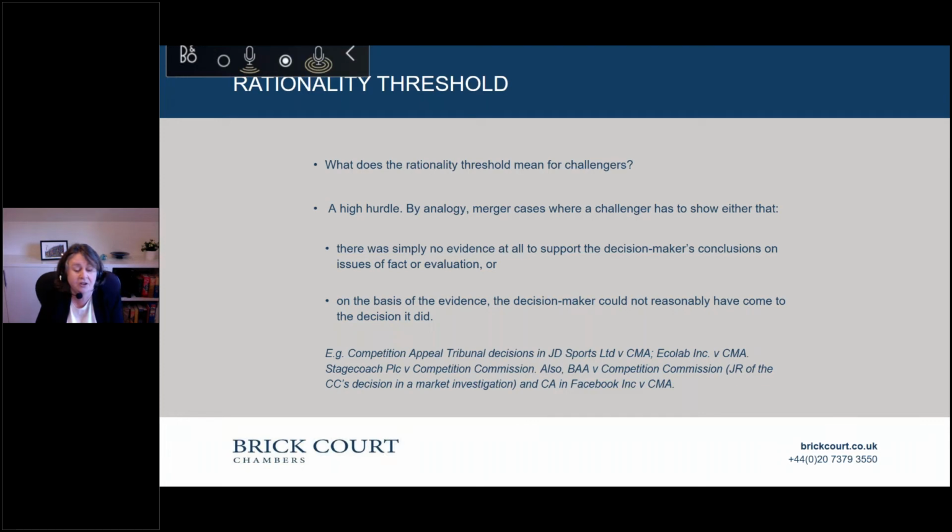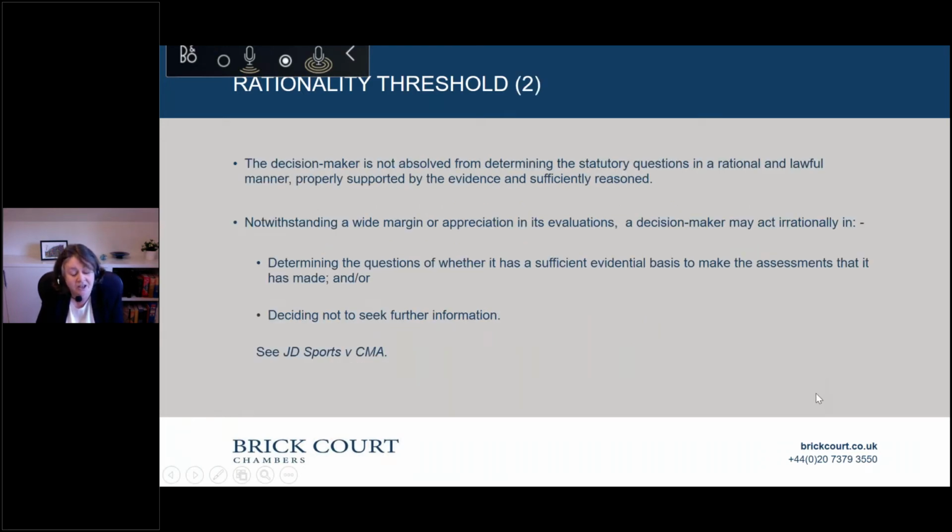In other words, although they may be more expert and slightly deferential to the decision maker's decision, the test about whether something is irrational remains the same. If I could move then to the next slide, please. Having set that rather high bar, it is fair to say that not everything points in the direction of upholding the decisions of the TRA and the Secretary of State.